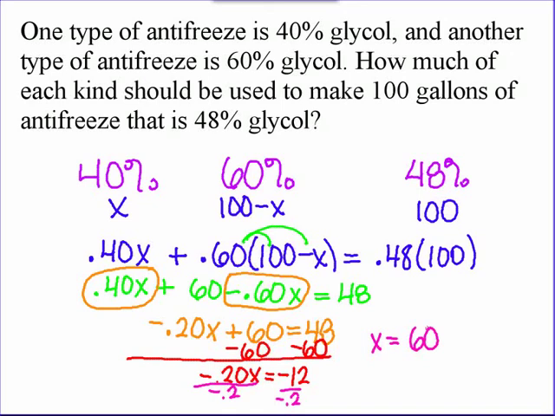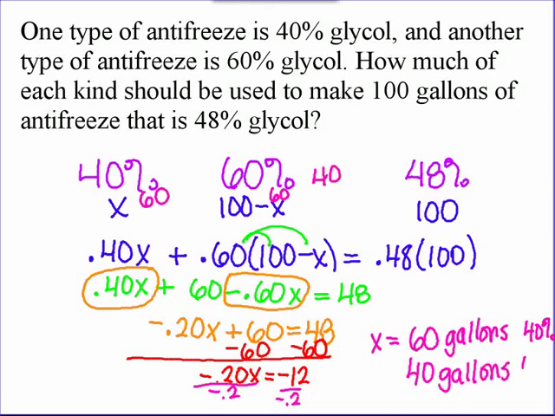So let's go back, and they ask how much of each kind should be used. So x here is 60. 100 minus 60 is how much? 40. So let's answer that. We know that we have 60 gallons at what percent? 40%. And we have 40 gallons of the 60%.